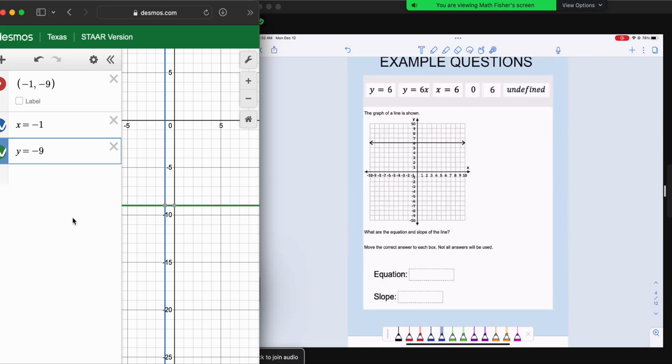We have the graph of a line shown. What are the equation and the slope of the line? Move the correct answer to each box. Not all answers will be used. So we have a ton of different answers. Let's look at our line.